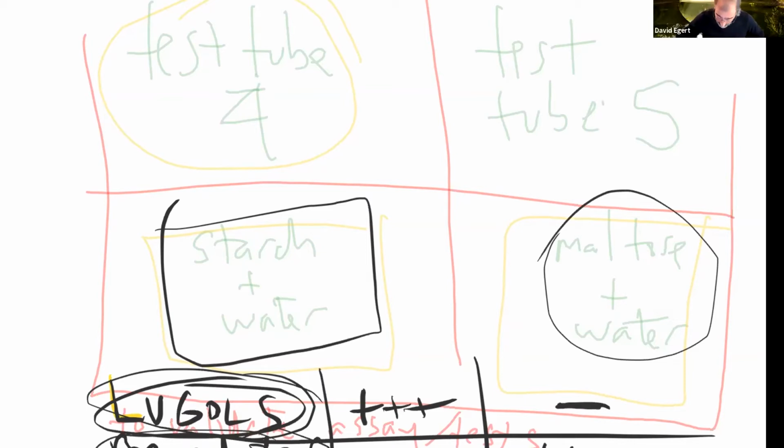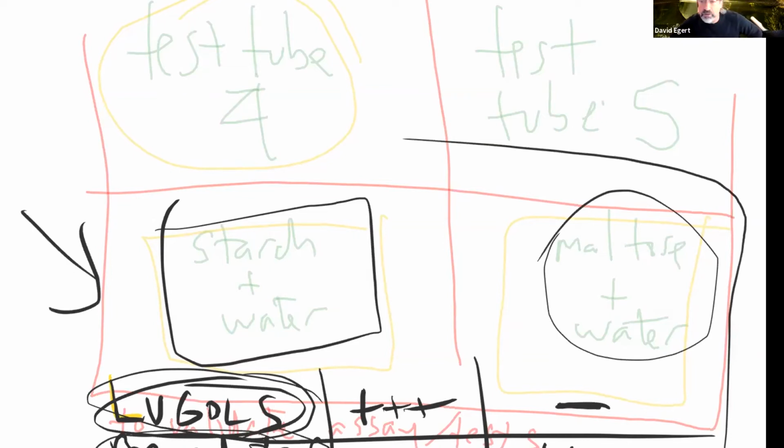So this is kind of validating. If I do this and I don't get these results, I can't trust any of the other ones. I'm not sure what's going on. So you do this to make sure that you trust your test.